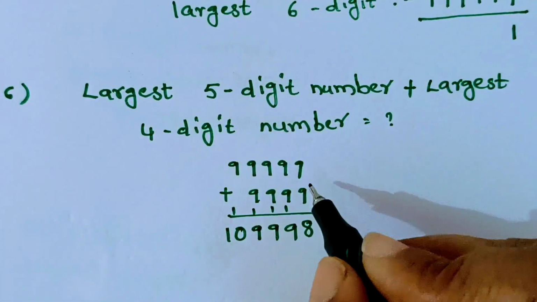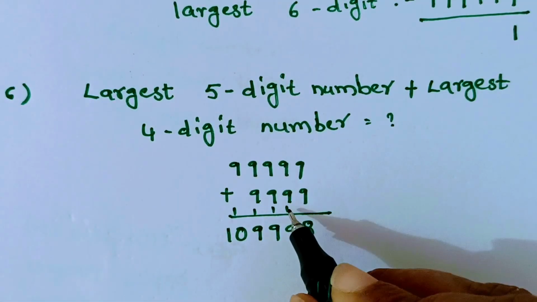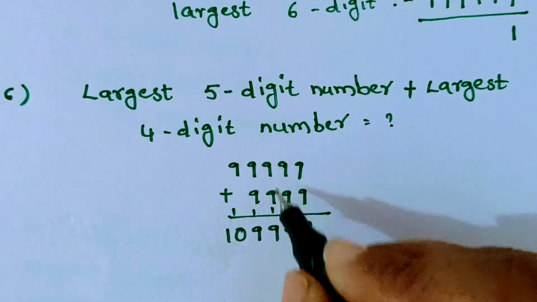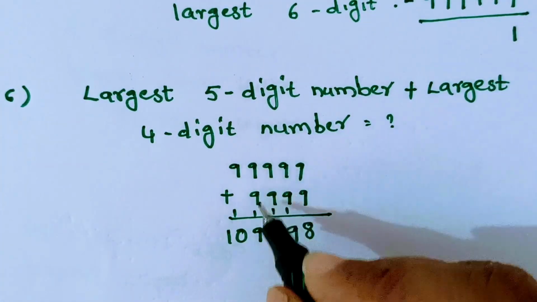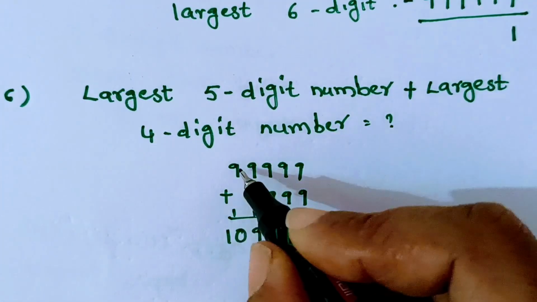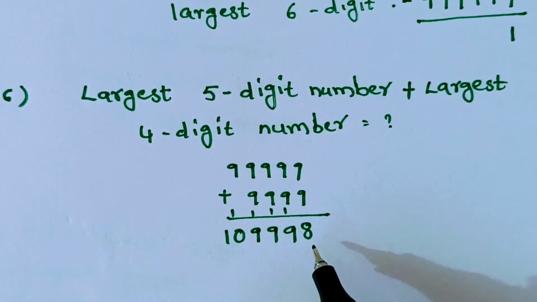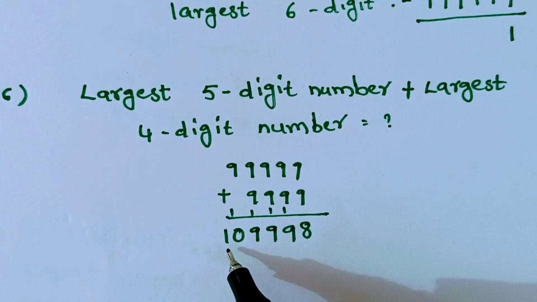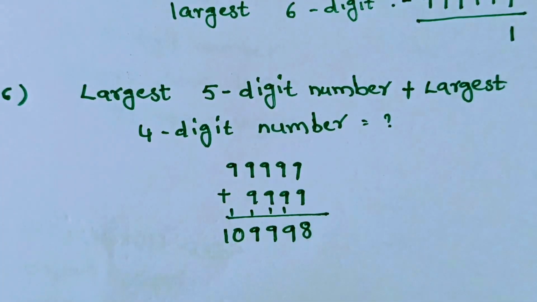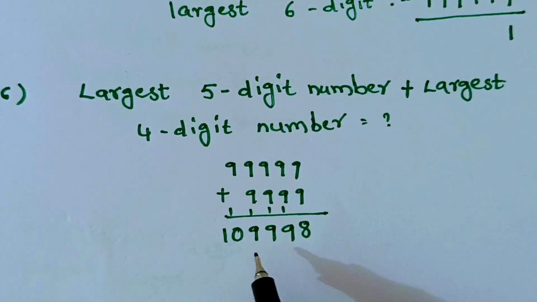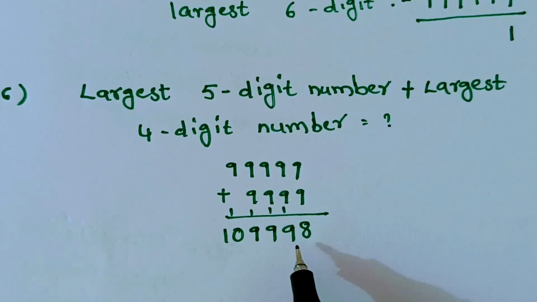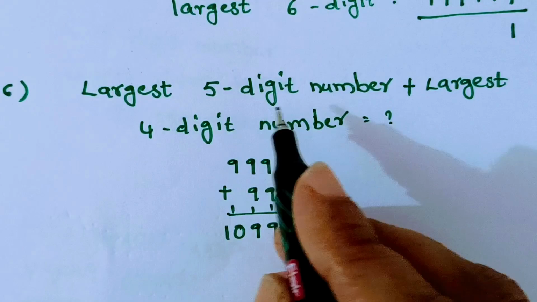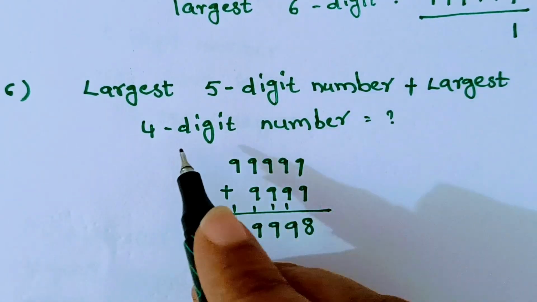So add: 9 plus 9 is 18, write 8 here. 1 carry up. 9 plus 9 is 18, plus 1 is 19. Here also 19, here also 19. And again carry 1 up. 9 plus 1 is equal to 10. Read the number: ones, tens, hundreds, thousands, 10,000s, 1 lakh: 1 lakh 9,998. In the international system, 109,998. This is the answer for the largest 5-digit number plus the largest 4-digit number.